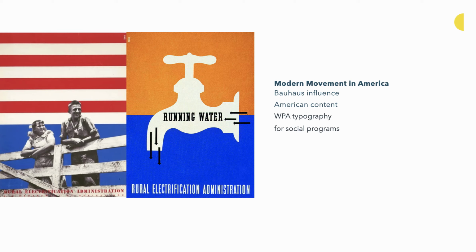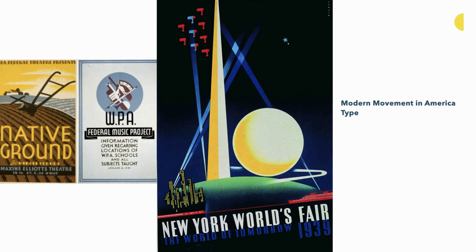So if you'll remember, Franklin Delano Roosevelt in his New Deal tried to make a lot of jobs for unemployed artists and actors, and basically developed a lot of work around fine artists and artists who created posters for social programs like the Rural Electrification Administration that we see here. Now, the typography from this period has a distinctive look.